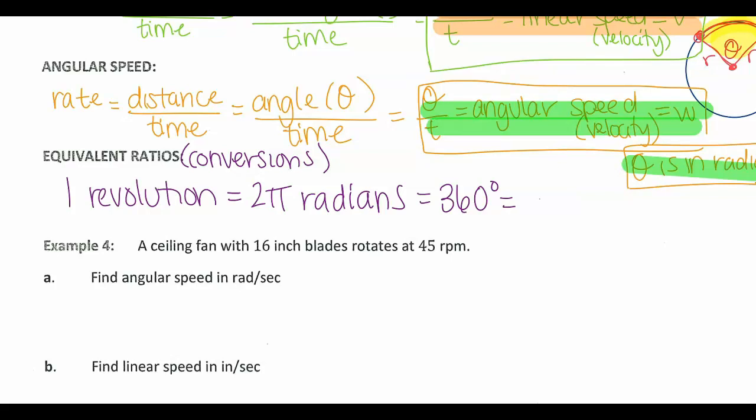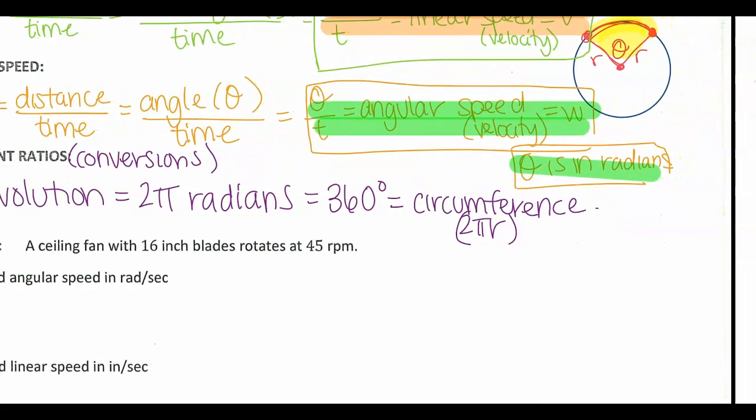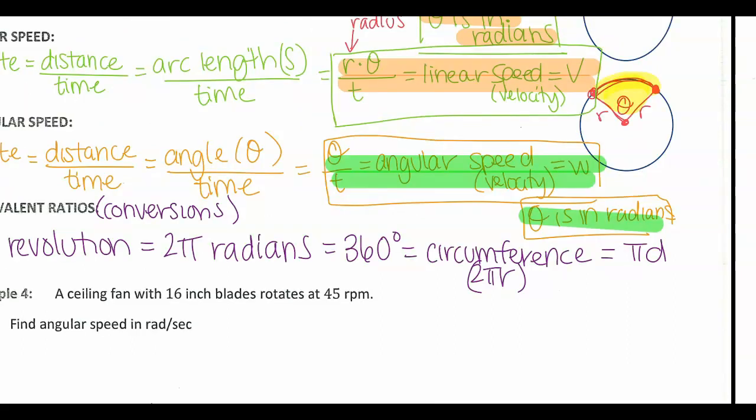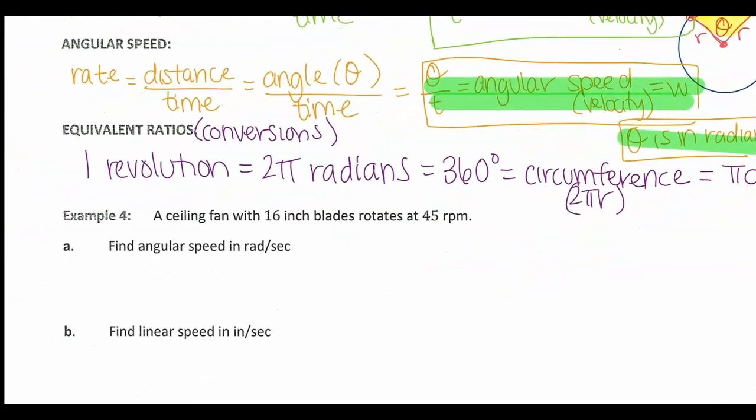Remember how I said it's the distance around your circle? Well, that's just the circumference. So I'm going to make this little note. This is your circumference, which is the formula 2 pi r, or you can write it as pi d. All of these mean the same thing. So 1 revolution is just going around that entire circle, just the distance around it. Okay, so we've talked about all of the different conversions and the different units that we can use.